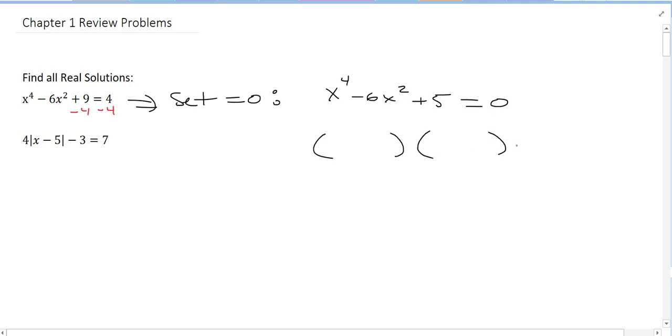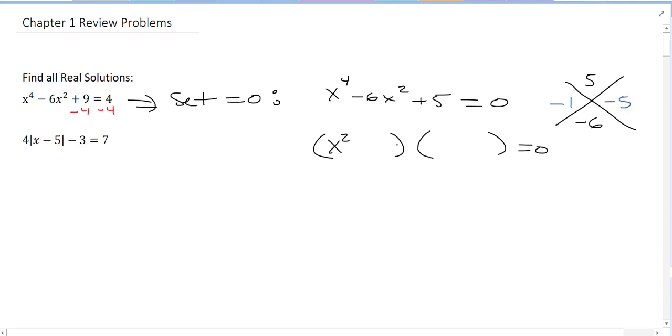So then I'm going to ask myself, I need two numbers whose product is positive 5, and whose sum is negative 6. So what numbers give me a positive product? Well, they have to be either both positive or both negative. But in order to get a negative sum, then they both have to be negative. And so negative 1 and negative 5 work. Negative 1 times negative 5 is positive 5. Negative 1 minus 5 is negative 6. And so I'm going to use those in here.